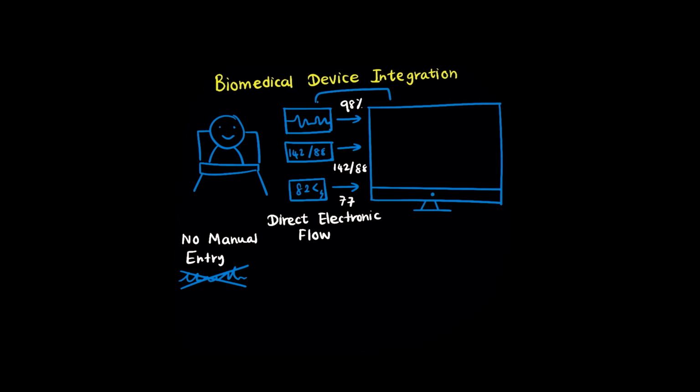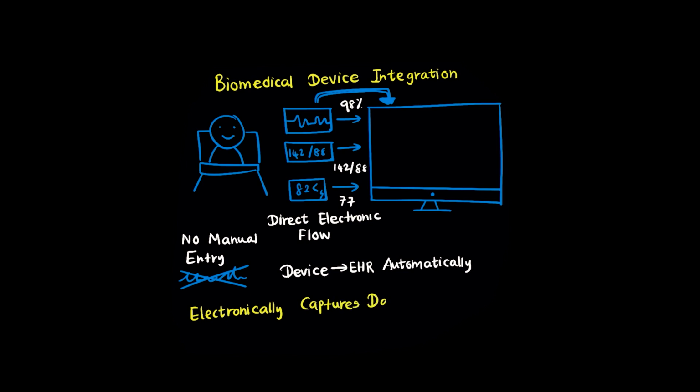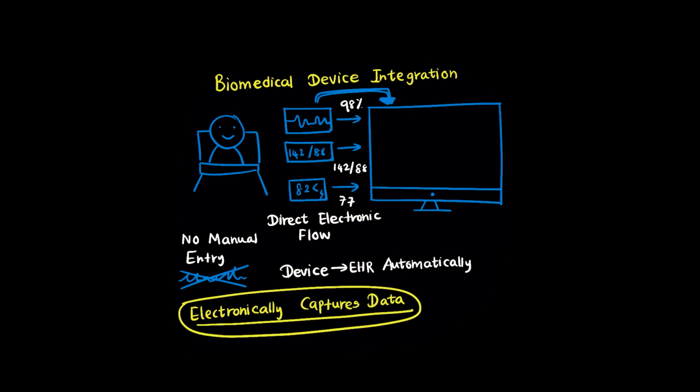No human interpretation, no manual typing, no paper transcription. The device measures the patient's blood pressure at 142/88, and that exact reading flows electronically into the health record. This eliminates the entire manual entry process, where errors creep in. Misread displays, typo errors, transposed numbers. The integration creates a direct pipeline from the patient's body through the device to the permanent record, ensuring accuracy and completeness that manual entry could never achieve.